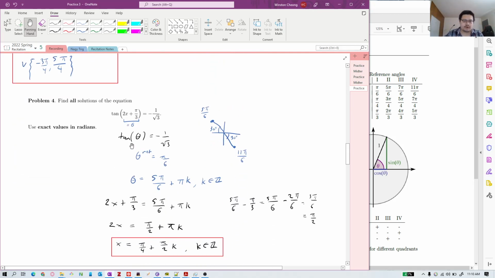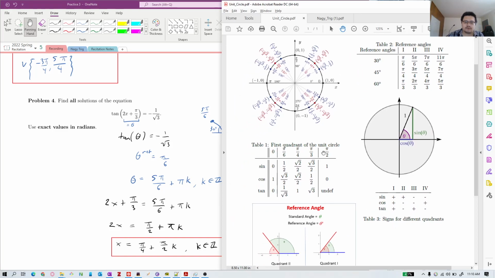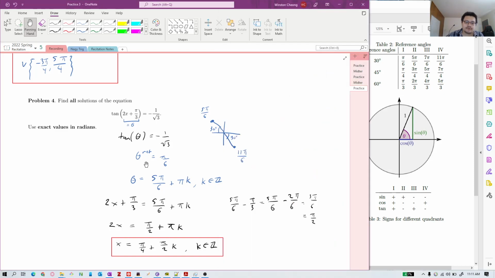Okay, so now we're thinking, when does tangent give me 1 over root 3? Let's ignore the sign first. So 1 over root 3, well, let's go to our unit circle. We see that tangent gives the output 1 over root 3 for the angle pi over 6, which is a 30-degree angle. So the reference angle that we are considering is pi over 6, or a 30-degree angle.